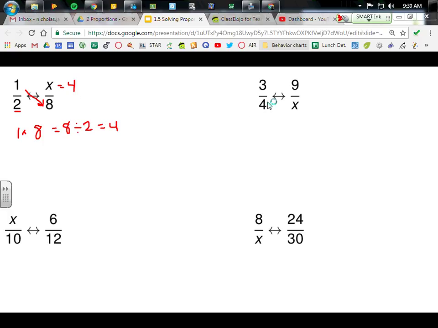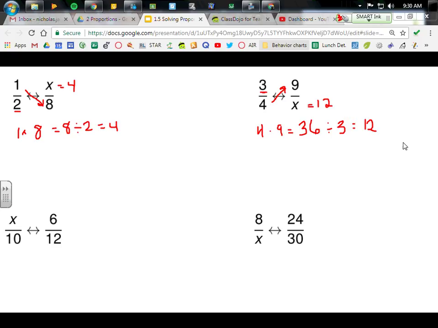Over here, same thing. Multiply the values that we can across. So we're going to do 4 times 9, which is 36. Then divide by what's left over. So 36 divided by 3 will give us 12. So our missing value is 12.